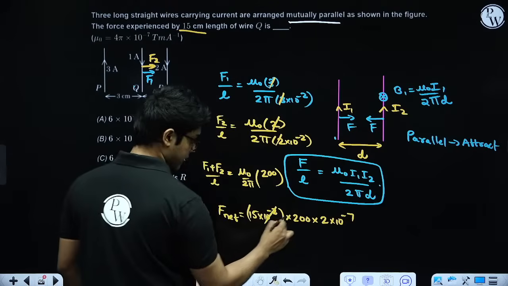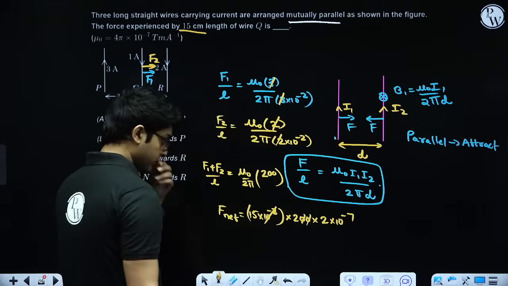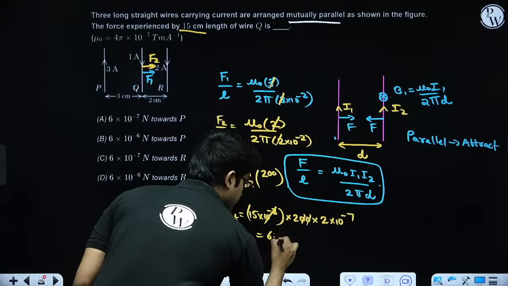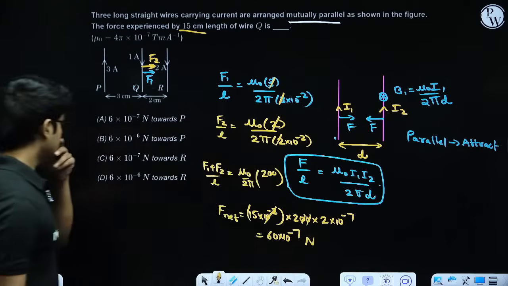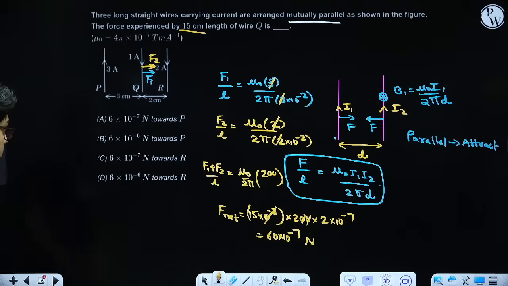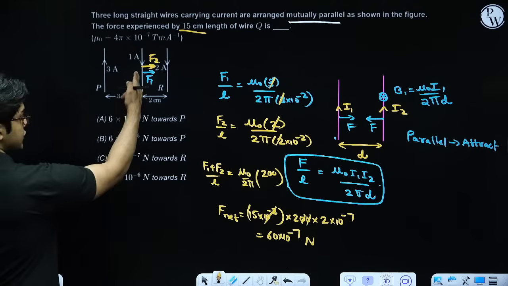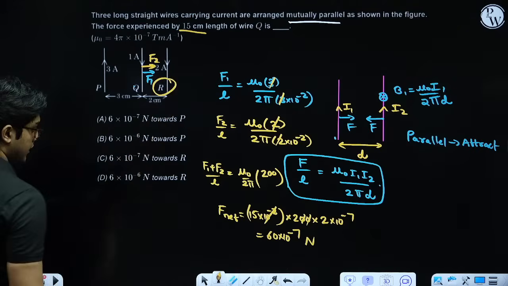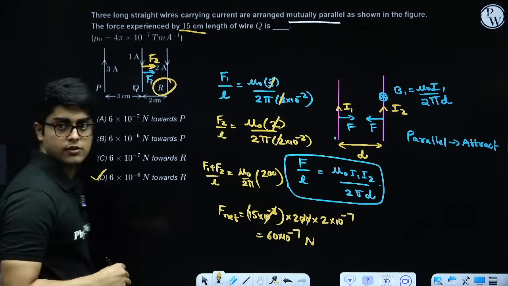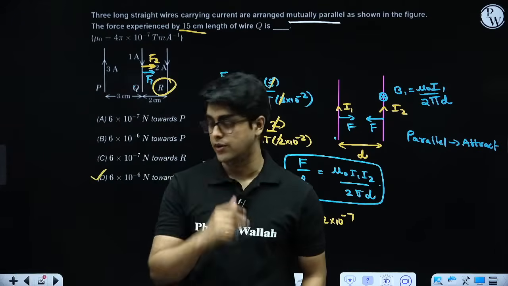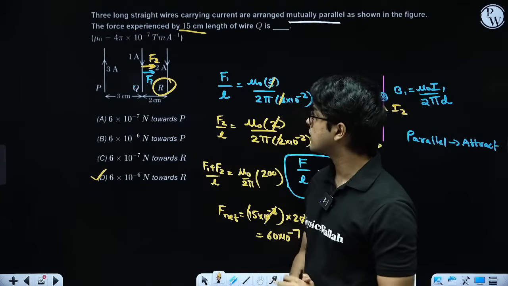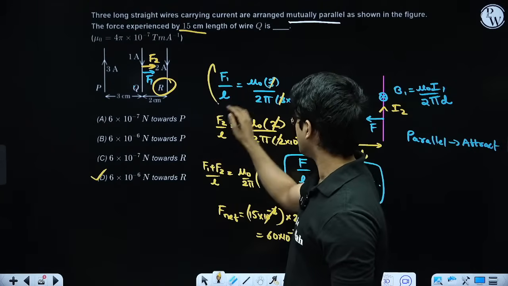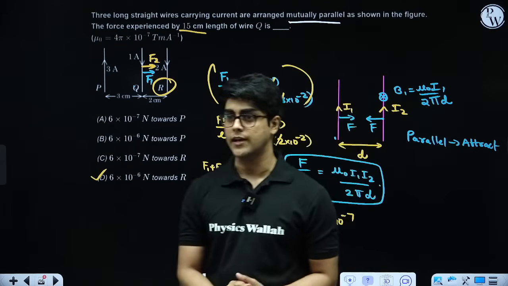Okay, so this cancels out with this. 4 into 15 will give us 60 into 10 to the power minus 7 Newton. So this will be 6 times 10 to the power minus 6 and the direction will be towards R, right? So option D will be the answer for this particular question. So the main idea is parallel currents attract, anti-parallel currents repel, and this particular formula of force per unit length.